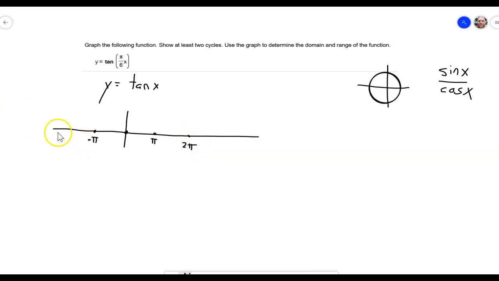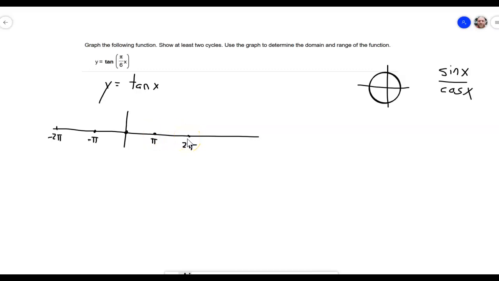I'm drawing more than 2 cycles here, but I just want to give you an idea what this looks like. Here is where the graph is going to intercept our x-axis. Why? Because these are the angles at which sine of x is equal to 0 and the cosine of x will either equal 1 or -1, which means we'll have a 0 in the numerator and a non-zero in our denominator. So we have x-intercepts at those points.